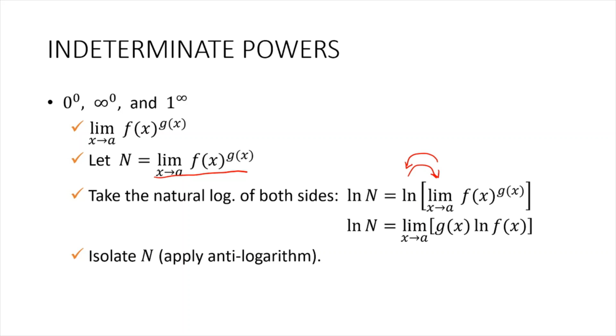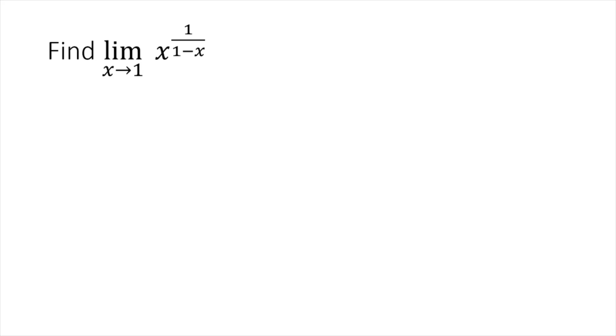First problem, we are given the limit of x raised to 1 divided by 1 minus x as x approaches 1. Okay, so let's try to evaluate immediately as x approaches 1. Substitute x equals 1. We have here 1 raised to 1 divided by 1 minus 1. So this gives us 1 raised to 1 over 0. This ratio will approach infinity, so we get 1 raised to infinity. It's one of the indeterminate powers.